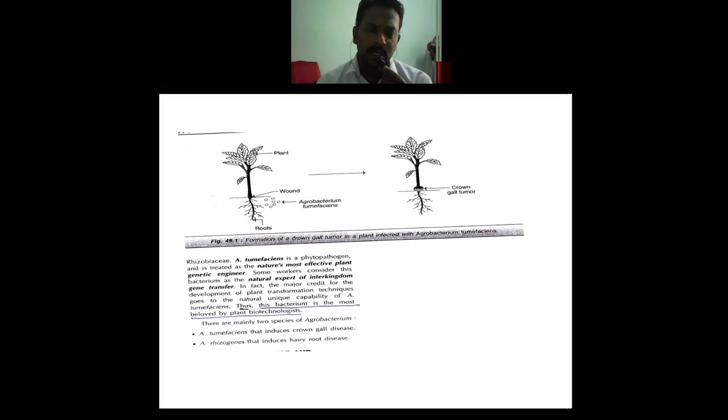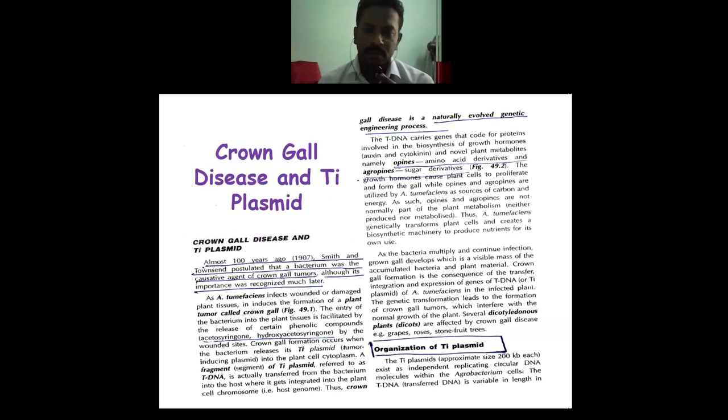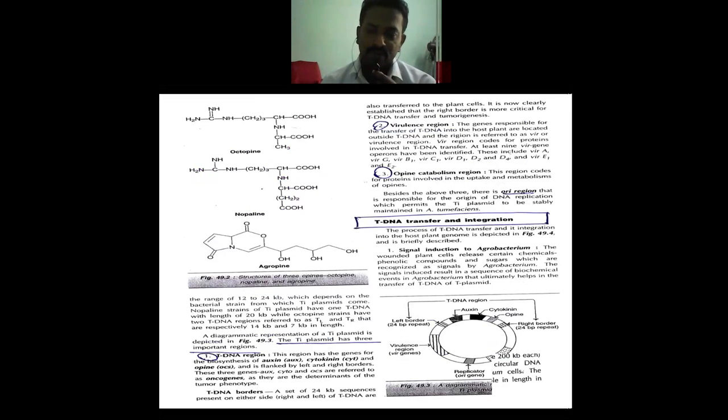Okay, in this bacterium, there are two different types used naturally. One is Agrobacterium tumefaciens that induces crown gall disease, and the other is Agrobacterium rhizogenes that induces hairy root disease. In this Agrobacterium, special plasmid regions are present. The plasmid DNA is called the Ti plasmid. This Ti plasmid is the reason for the transfer of genetic material into the plant genome.